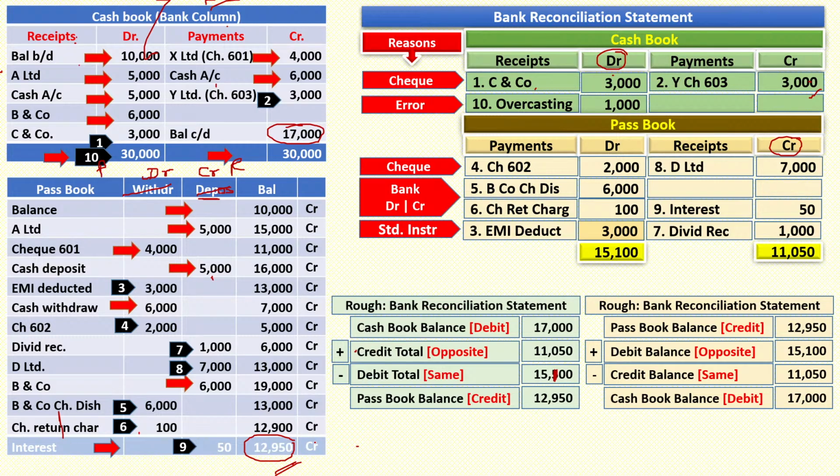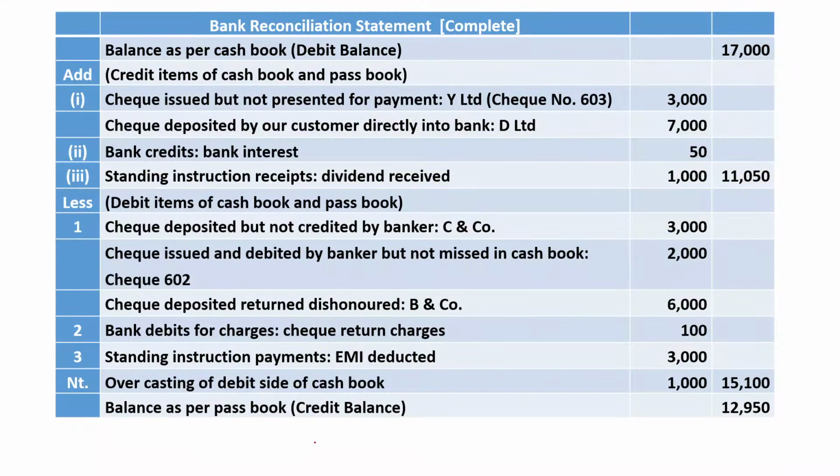The last one is the error. It may be overcasting, whatever the error may be. Because of the error, one side may be overcasted and another side undercasted. If it is overcasted, put the value on the same side. If it is undercasted, put it on the opposite side. But this is rough work. You cannot present this as a statement in your subjective examination. In the case of an objective examination, this is more than enough. In the case of subjective, you have to present it this way.